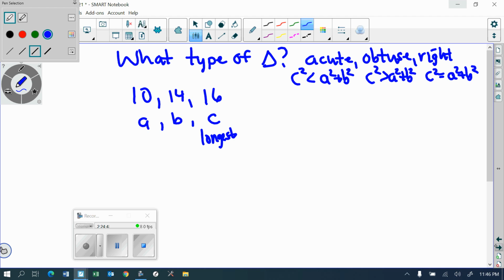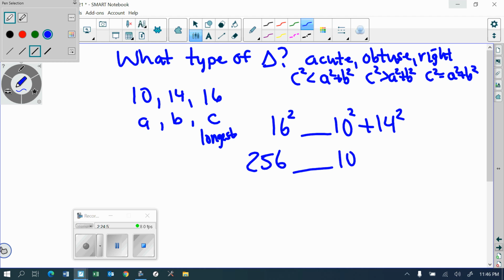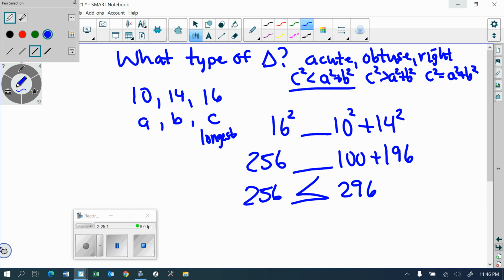Okay, so let's go ahead and do it. 16 squared, since that's C, and I have 10 squared plus 14 squared. That's 256, if you memorize your perfect squares, for extra credit. 100 plus 196. And so 256, how does that compare to 296? It's smaller, isn't it? So therefore, this is an acute triangle. That is how you determine it based off the side lengths. It doesn't matter what the drawing looks like. I have to use the side lengths and do that calculation to check. All right, that's that one.